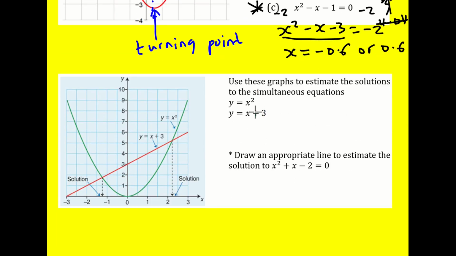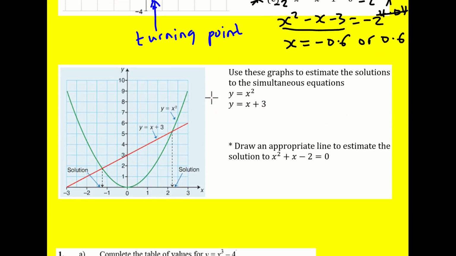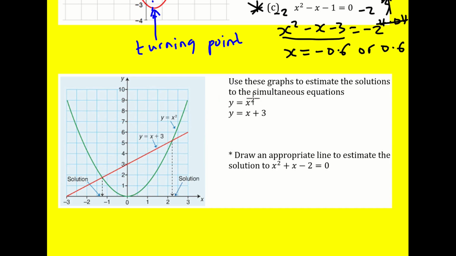Okay, last one like this. Use these graphs to estimate the solutions to the simultaneous equations y equals x squared and y equals x plus 3. This is just like a slight rewording of questions we've already done. And actually, these lines are already on there. So the solutions to the simultaneous equations are actually just the points of intersection. And these points of intersection, the lines have already been added, the vertical lines going down. So all we need to do is read off the graph.